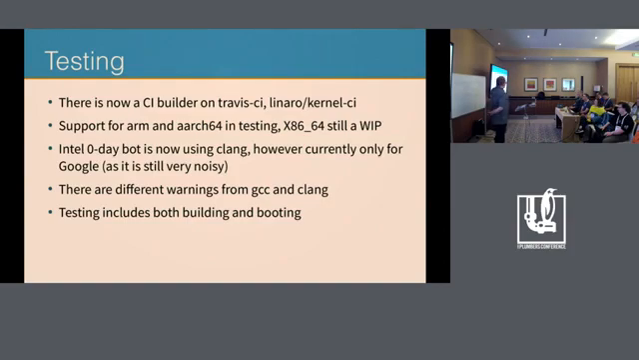The testing in the case of Travis CI and kernel CI is both building and booting of the kernel, so it's not just a build test like the zero-day bot. They're actually doing full boot testing as well to make sure that the resulting kernels actually do something useful.